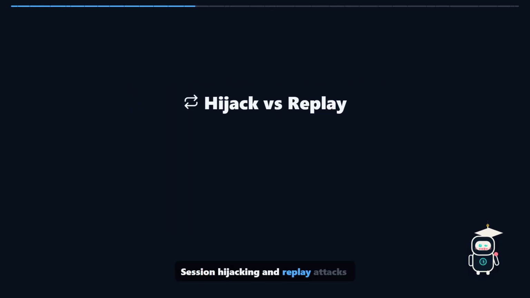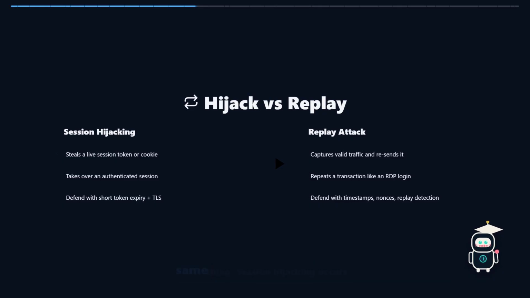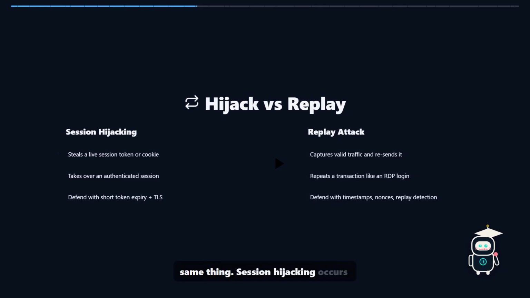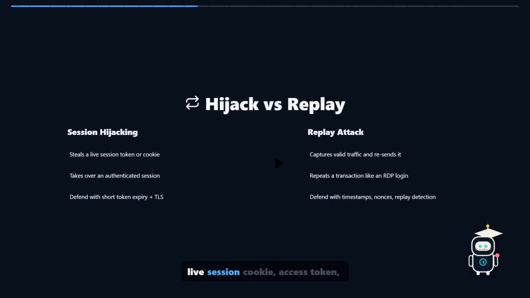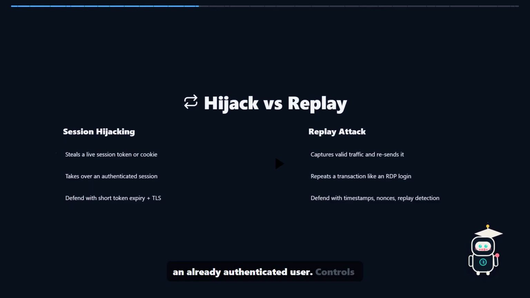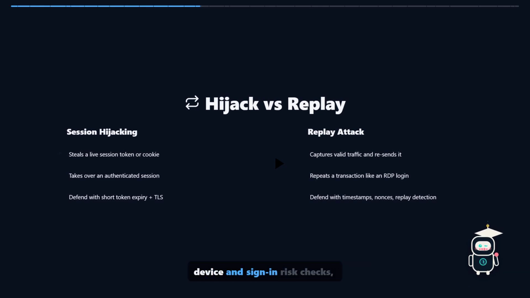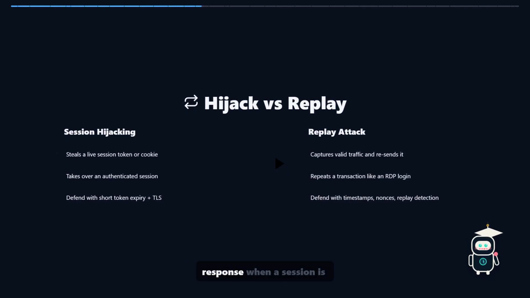Session hijacking and replay attacks both involve valid authentication material, but they are not the same thing. Session hijacking occurs when an attacker obtains a live session cookie, access token, or other session credential and uses it to act as an already authenticated user. Controls can include secure session handling, short session lifetimes where appropriate, device and sign-in risk checks, re-authentication for sensitive actions, protection against token theft, and rapid response when a session is suspected to be compromised.